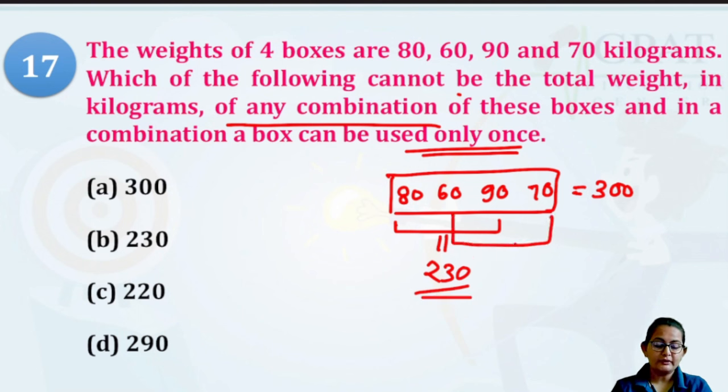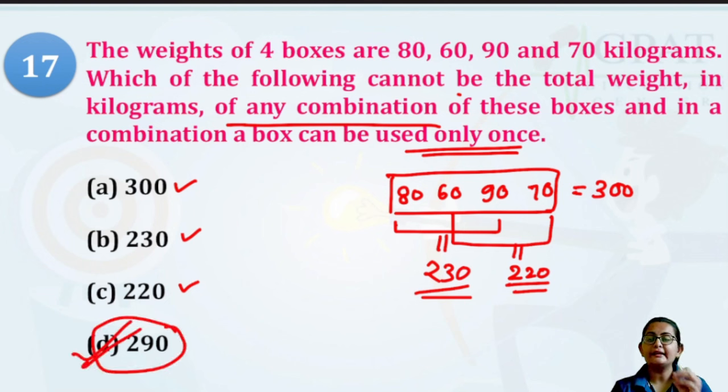If you take this one, try out how much you will be getting. Then you can find any of the combinations. One thing is sure, that you will not get that particular answer. 300 we are getting, 230 you will get, 220 you will get with 60, 90, 70. But 290 is the combination you will never get, whichever combination you take.